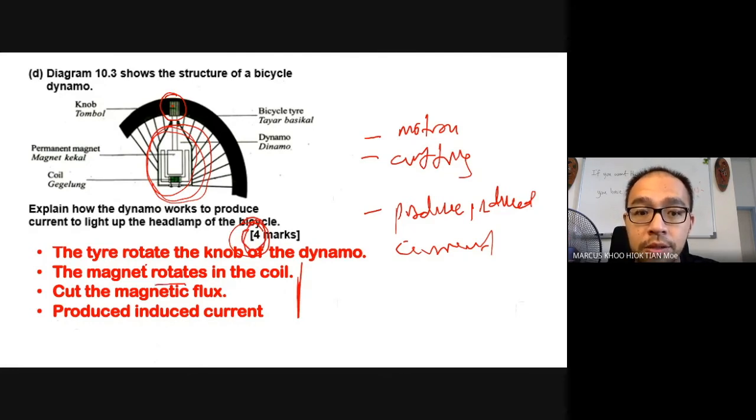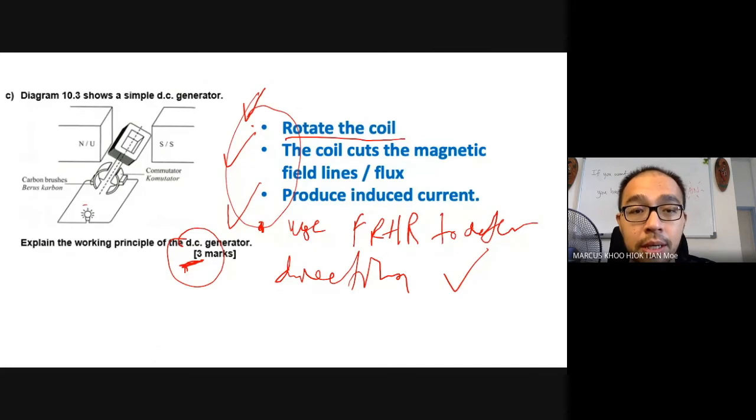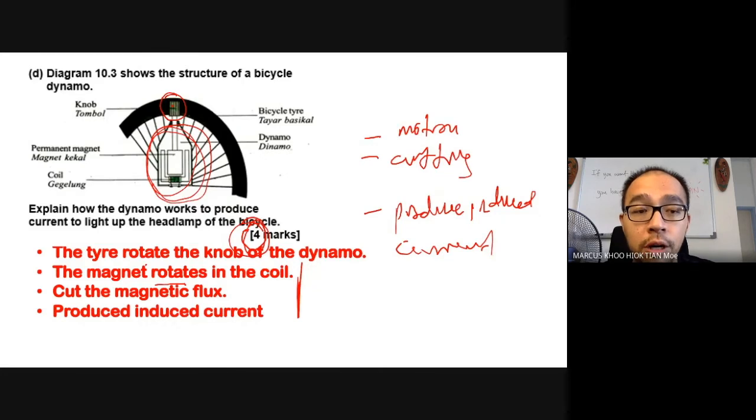Okay, so if you look back at the generator question that we did just now: rotate, cut the magnetic flux, cut the magnetic field lines and then produce induced current. But it's 3 marks. So in the case of a dynamo, you have to talk about how the rotation happens, because you are not rotating it with your own hand. You have to rotate it when the tire rotates the knob. The tire rotates the knob, which will rotate the magnet in the coil.